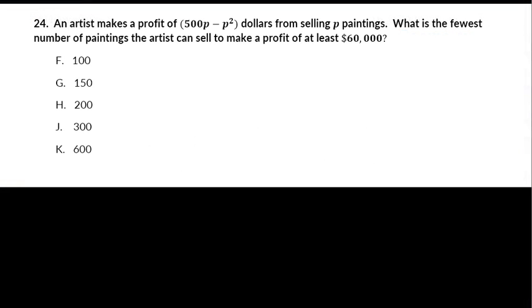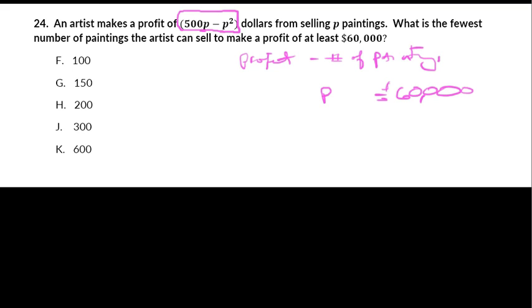So we're told that an artist makes a profit of this mathematical description of the profit based on number of paintings. So P equals number of paintings, and when you calculate through this term, you'll end up with what the profits are. And so they're asking you a question. They worded this very carefully because there's going to be two answers.